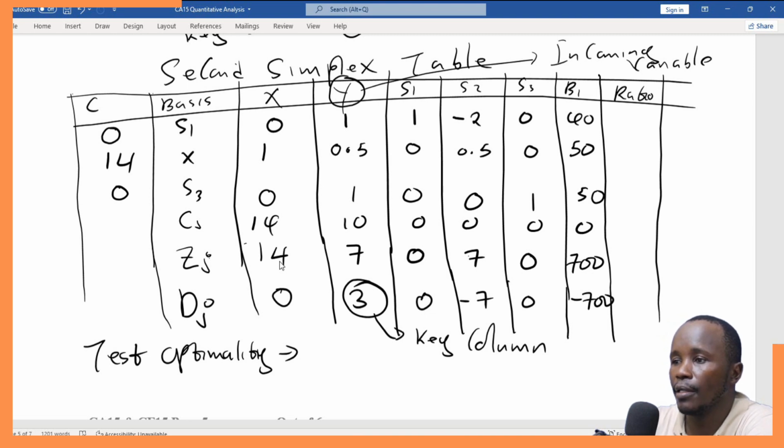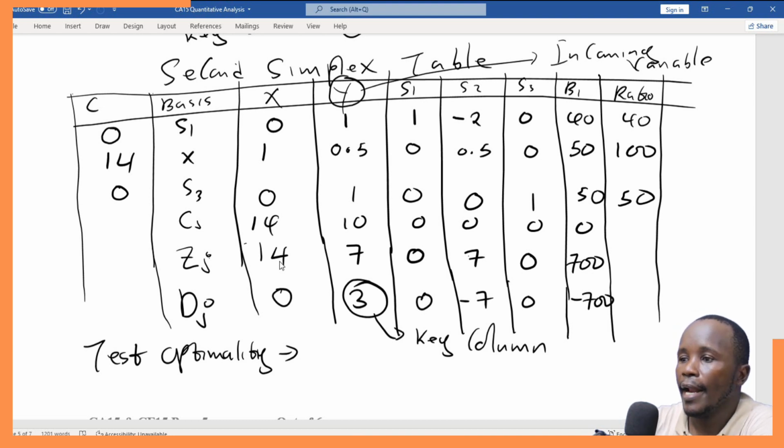40 divided by 1 is 40. 50 divided by 0.5 is 100. 50 divided by 1 is 50. Now, with this, we look at the minimum here, which is 40. And this is going to give us what we call the key row. And where the key row intersects the key column, we are going to have the key element.